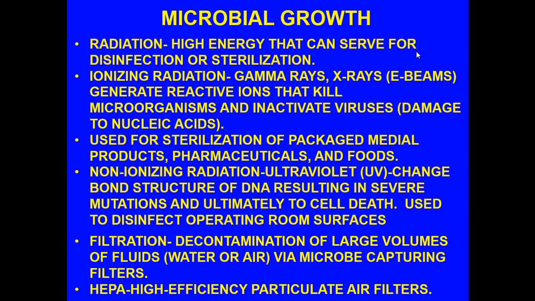Now, non-ionizing radiation, that's where you get into the ultraviolet spectrum. And what UV does is it changes the bond structure of DNA. It results in mutations and ultimately in cell death. What happens is usually the DNA, if you have two thymines together, the UV light will form a covalent bond between them that forms what's called thymine dimers. And so it disrupts and eventually destroys the organism. This is used to disinfect operating room surfaces.